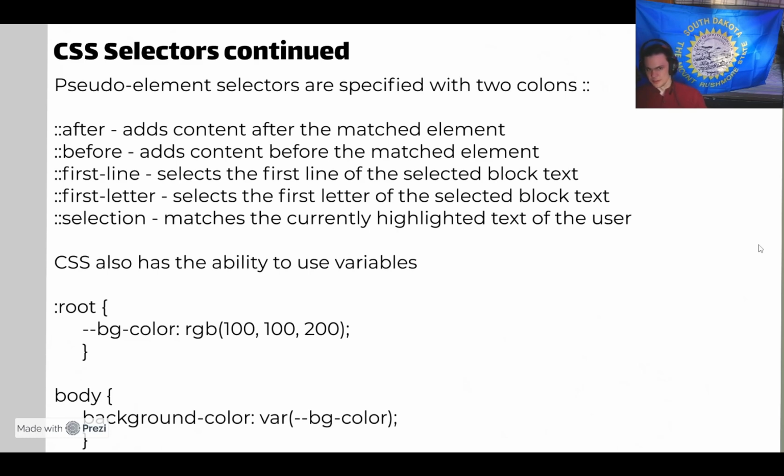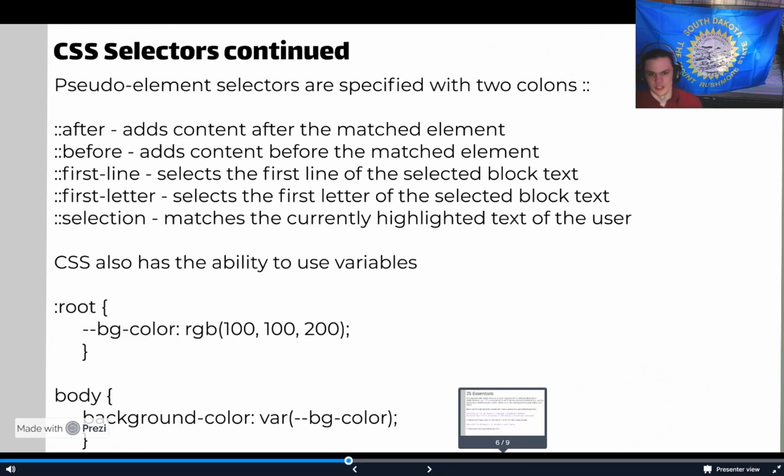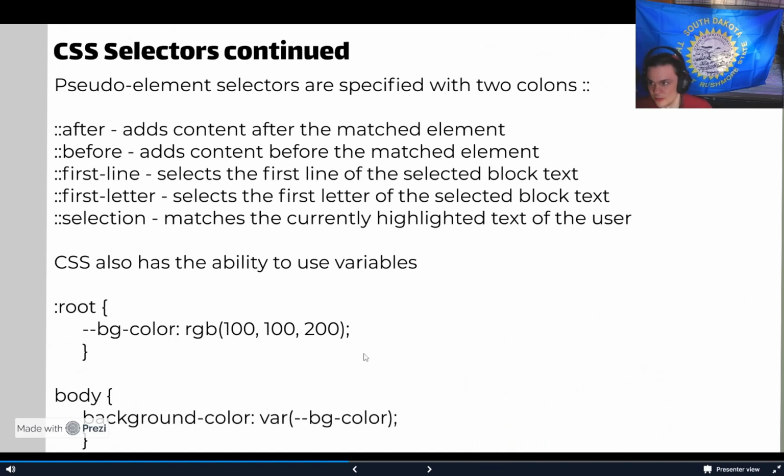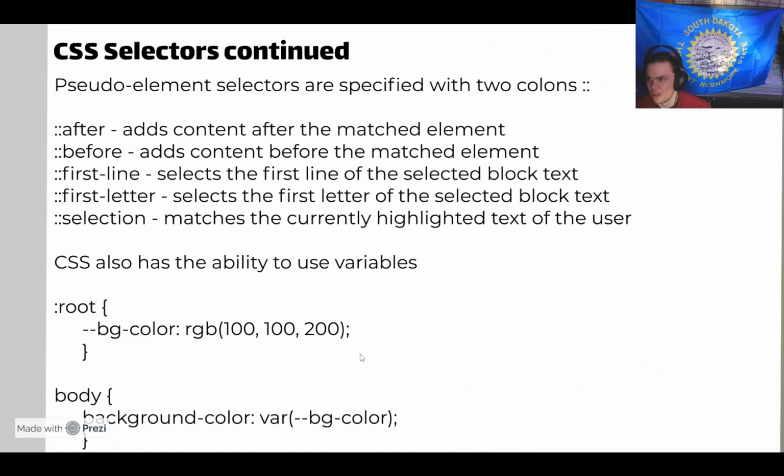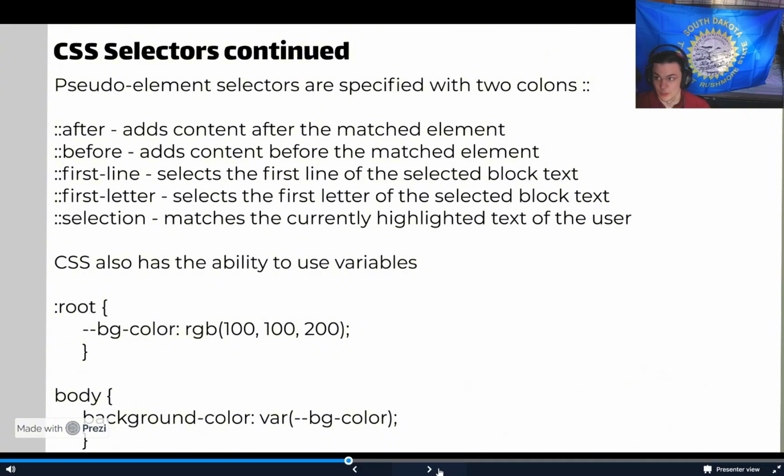CSS also has the ability to use variables. They must be set in this root selector with that syntax, and CSS variables have to begin with that double dash. And then if you want to call a CSS variable, you have to use the var function and then pass in the variable name. This can be very useful if you wanted to change just one line of text to change the color on a million style rules that you have. If you keep it in a variable, then you only have to change one thing.